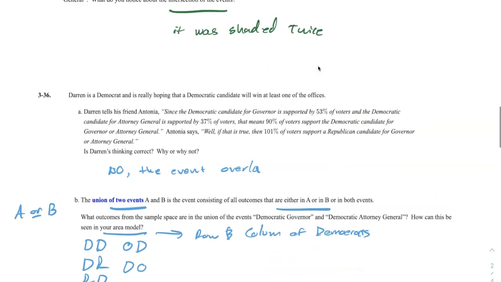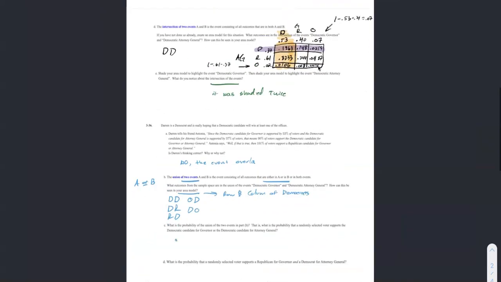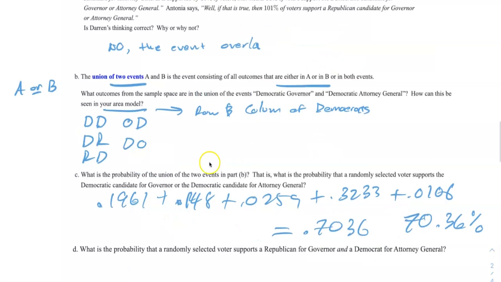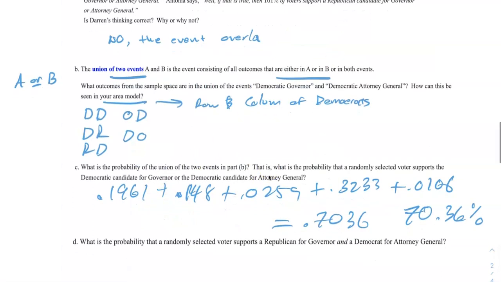So we're going to add up 0.9611 plus 0.148 plus 0.0259 plus 0.3233 plus 0.0106. If I add them all up, I'm going to get about 0.7039, or about 70.39%. So that's how that works, right? You just add up all those columns.